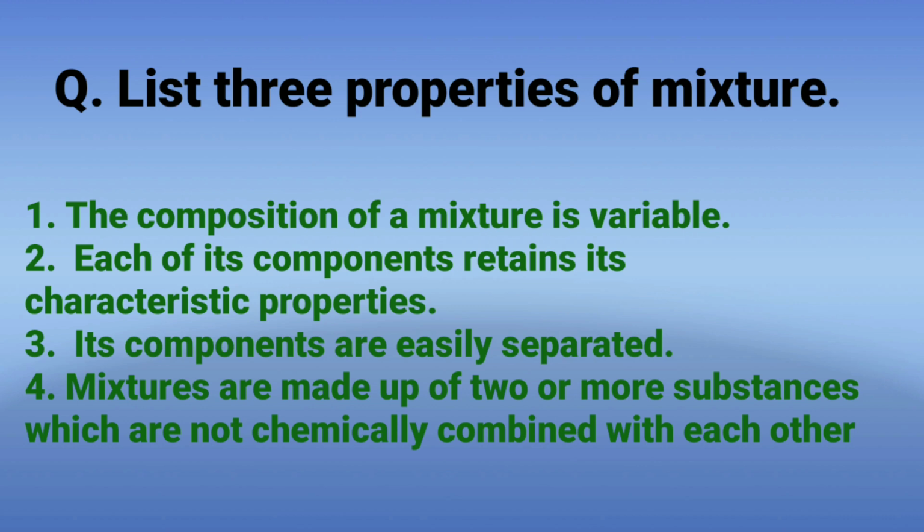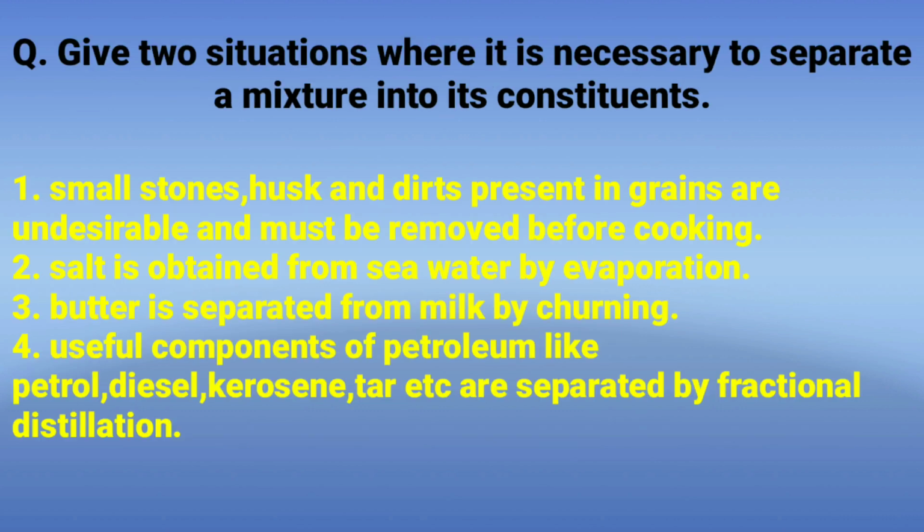Number 3, its components are easily separated. It means components of the mixture are separated by physical means. Number 4, mixtures are made up of 2 or more substances which are not chemically combined with each other. It means when the mixture is formed, the constituents of the mixture do not chemically combine with each other. Now come to the next question.